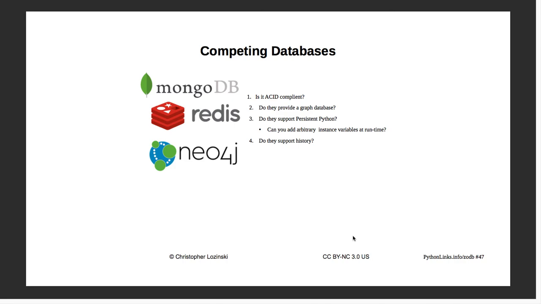Are they a graph database? Well, that's easy to check. Many of them aren't graph databases. Do they support persistent Python? They're probably better at that. But if you take something like Neo4j, which is implemented in Java, a statically bound language, if you try to add an instance variable to a single Neo4j object, I don't think it's going to allow that. Maybe there are some Neo4j experts here. And finally, do they support history? If you're doing content management systems or through-the-web development, it's really sweet to keep history around.